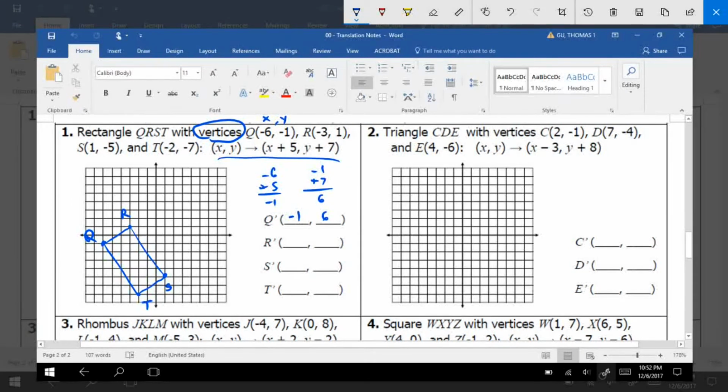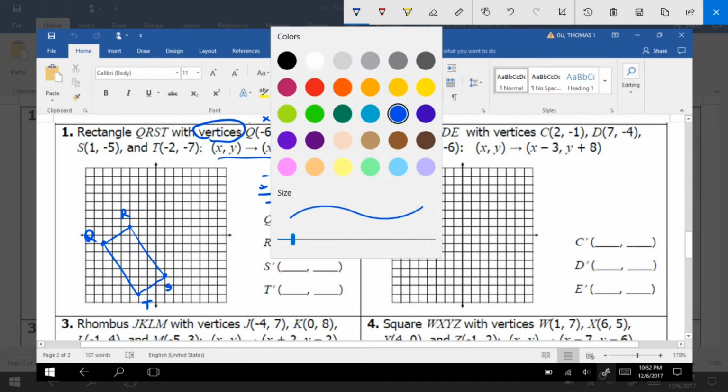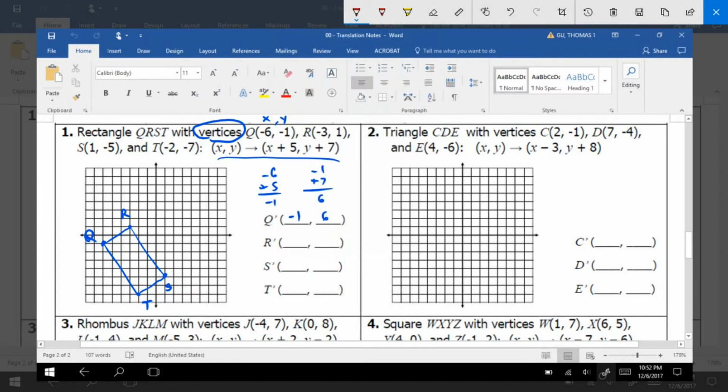So I'm going to use a different color here. I'm going to use red. So -1, boom, 1, 2, 3, 4, 5, 6. That's my new Q. There it is. And now we can just do that with every other point as well. So real quick, R is going to be at, I'm going to take -3 and add 5. That's going to be +2. I'm going to take 1 and add 7. That's going to be 8. So R is going to be at (2, 8). That's right here.